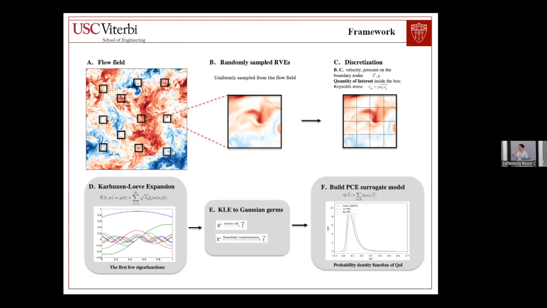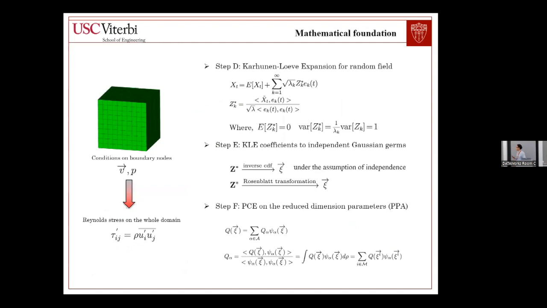Those RVEs are essentially the information carrier of the flow field, and we try to model them via stochastic field theory. After we sample those RVEs from the flow field, which are those small black squares here, we use Karhunen-Loeve expansion to decompose the RVE into different modes and only keep a few modes to build a surrogate model from the few modes to the quantity of interest that we want to predict. We use polynomial chaos expansion in this case. This slide shows the mathematical foundation of Karhunen-Loeve expansion and polynomial chaos expansion, but for the sake of time, I will skip it.